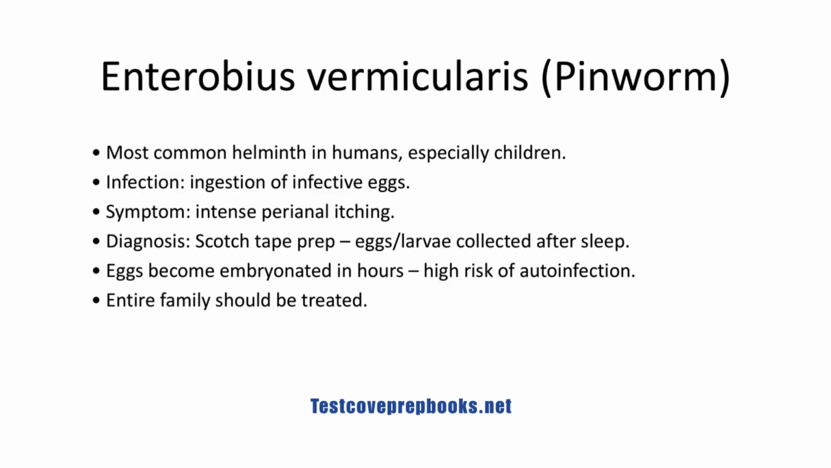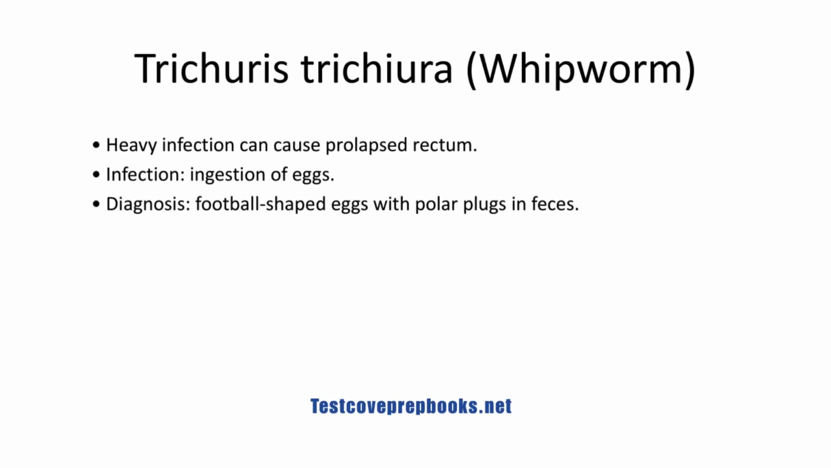Adults may also be seen on the surface of stool. Eggs become infectious within hours, making autoinfection common. Because of this, treatment must extend to the entire family. Trichuris trichiura, known as whipworm, can cause prolapsed rectum in heavy infections. Its eggs, which are football-shaped with distinct polar plugs, are diagnostic when found in feces.